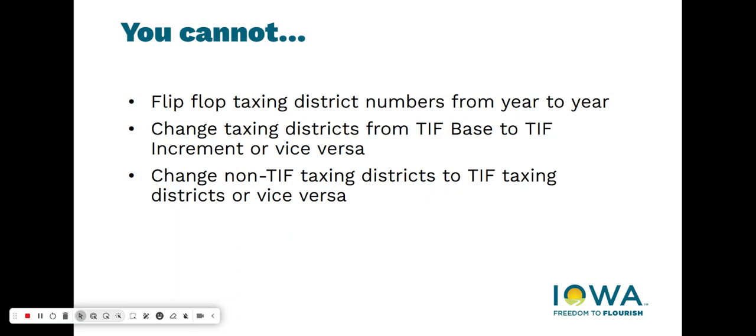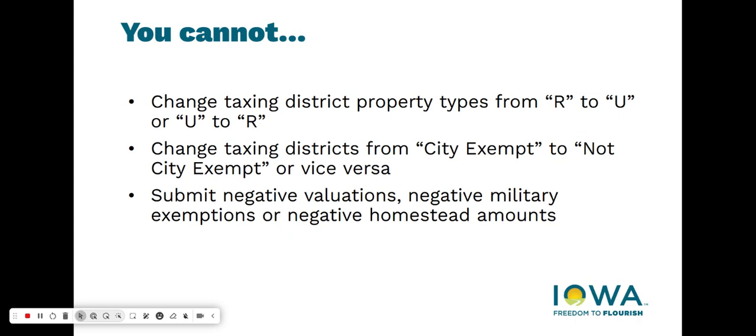Keep in mind that you can't flip-flop taxing district numbers from year to year. You can't change taxing districts from TIF base to TIF increment or vice versa. You can't change a non-TIF taxing district to a TIF taxing district or vice versa. You can't change a taxing district property type from rural to urban or urban to rural, or city exempt to non-city exempt and vice versa.